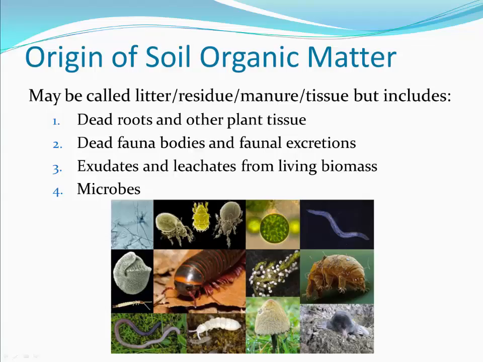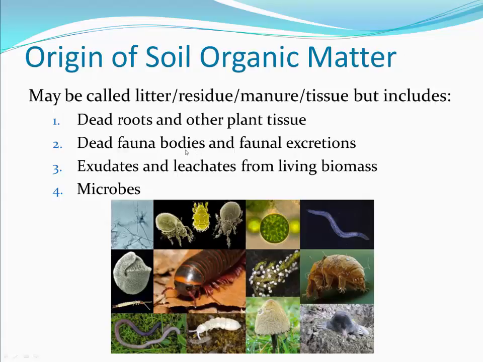Well, what is the origin of the organic matter? Organic matter has many terms, and it has also been called litter, residue, manure, tissue. Any of those terms work. If you see those, you can interchange those for organic matter. But essentially, it's made up of dead roots and other plant tissue, leaves, stems, stalks, made up of dead animal bodies and excretions, so manures, urine, and then dead bodies of burrowing animals.